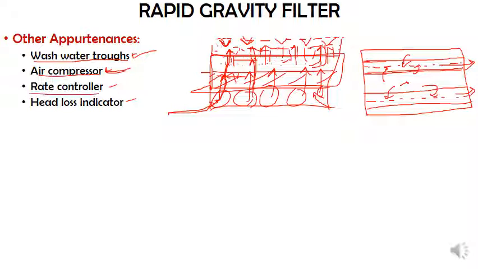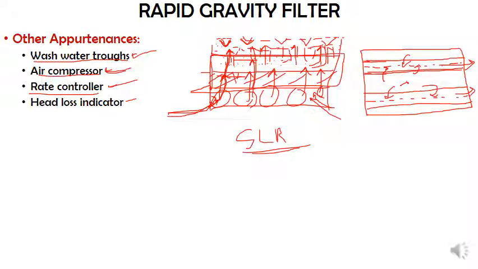Now the next one is the rate controller or flow rate controller. Again we are going to use a few of the notches or weirs that you have studied in your previous year. Through that you can control the rate of flow, or even measure the rate of flow, for these units. These are quite important to maintain what we call the surface loading rate.